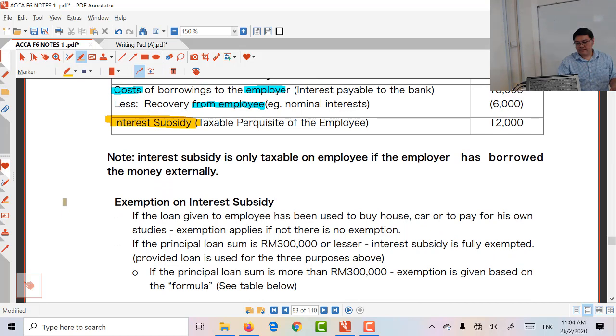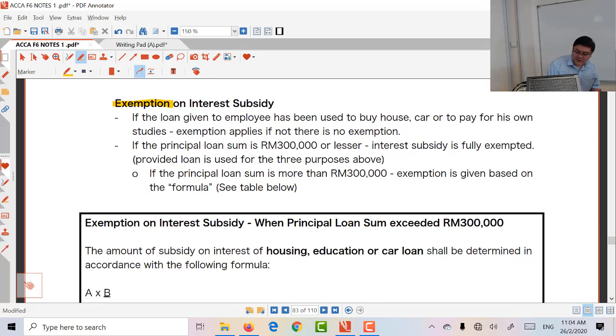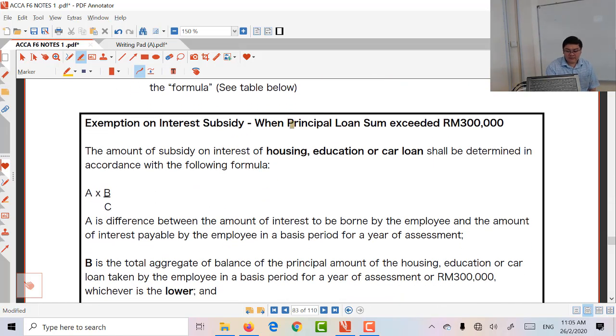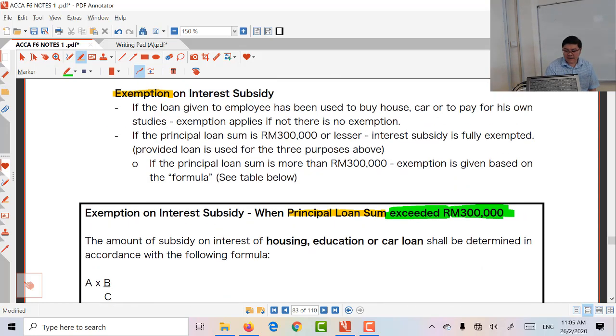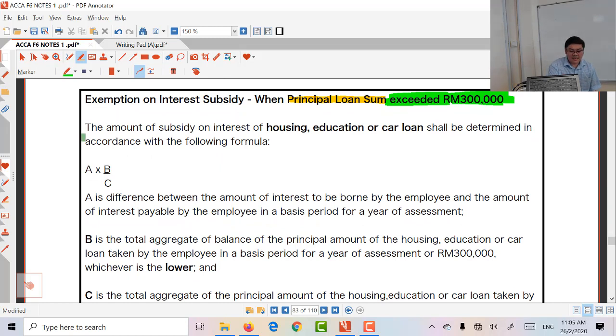Now, exemption. The same thing that I explained earlier in the chart, I mentioned the purpose of the loan and the amount of the loan. Take note, if the principal loan amount exceeds 300,000, because if the amount is 300,000 or lesser, it's fully exempted, you don't need to bother with any formula. It's only when the amount exceeds 300,000 that you must use this ABC formula to work out the exemption.